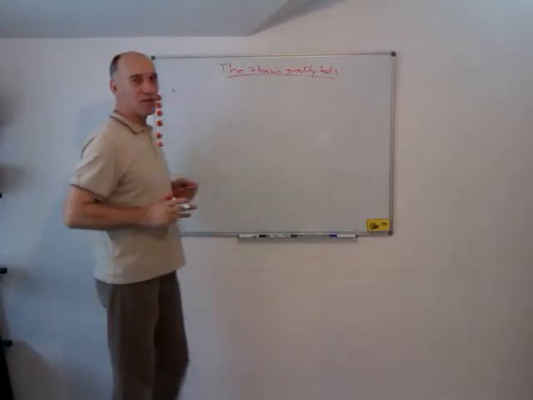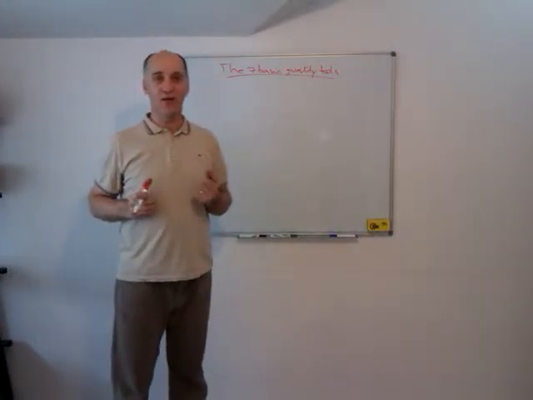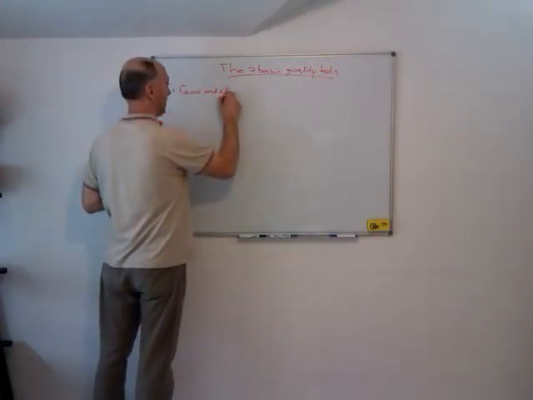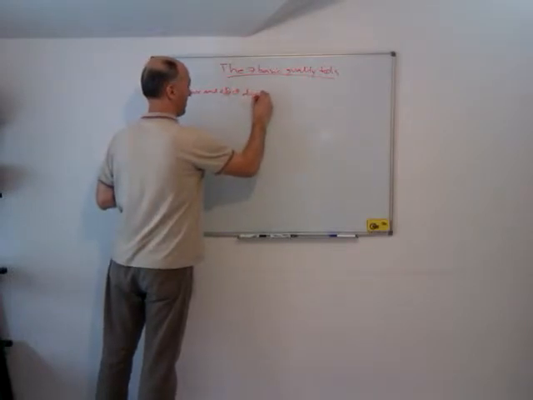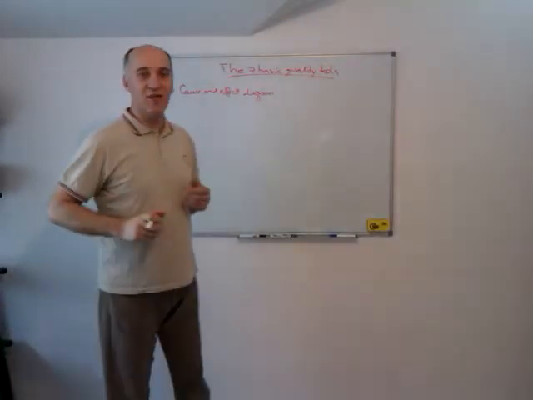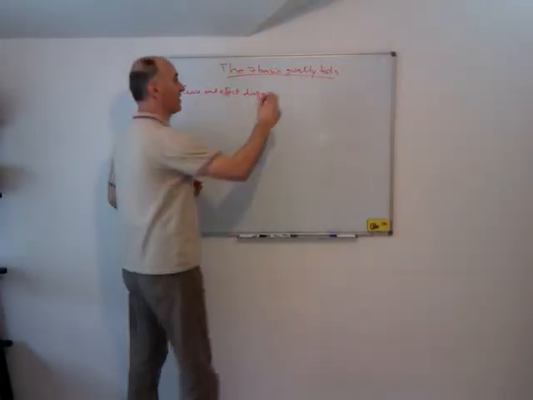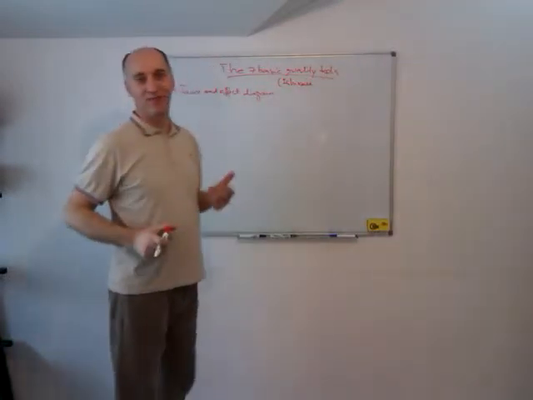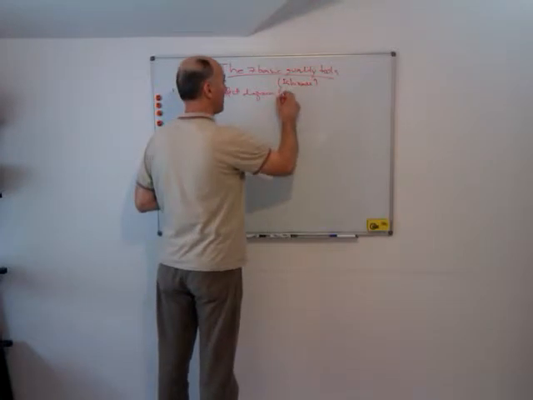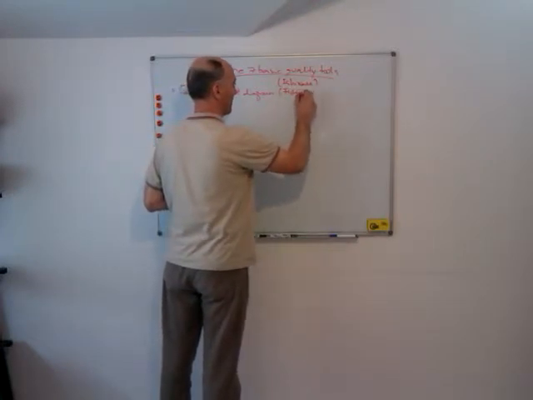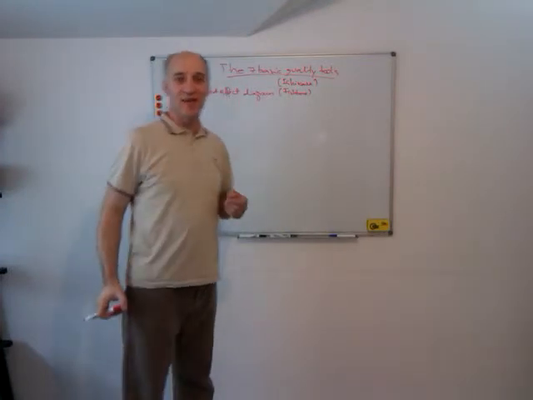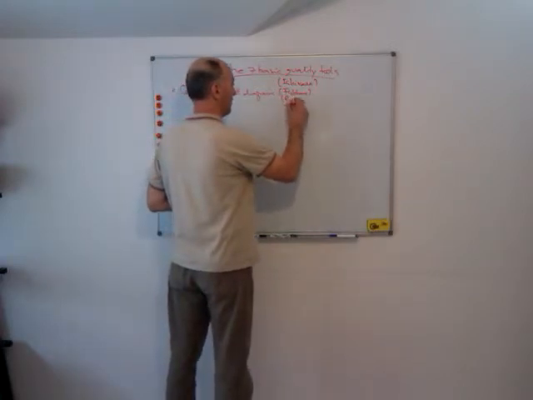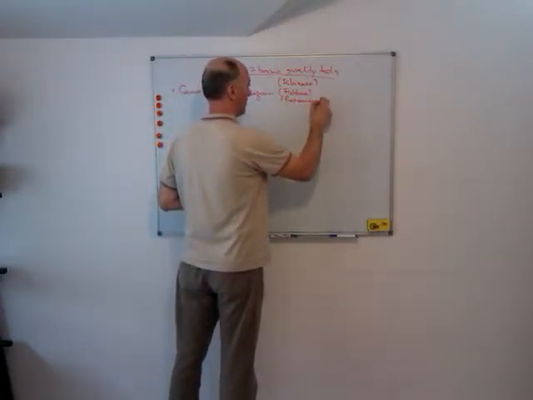Let me start with maybe the most known one, which is the cause and effect diagram. This has a few other names. Another name is Ishikawa, from the Japanese man who discovered this. Another name is fishbone. And yet another name is root cause analysis.